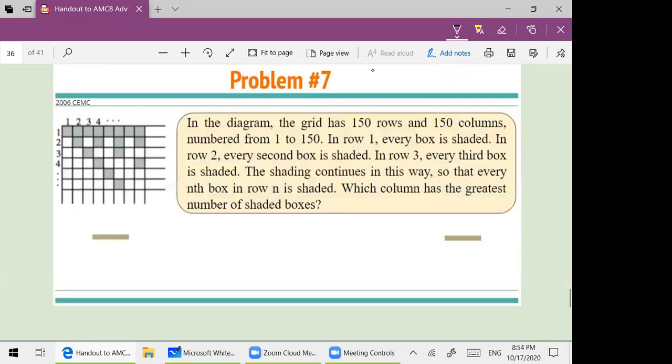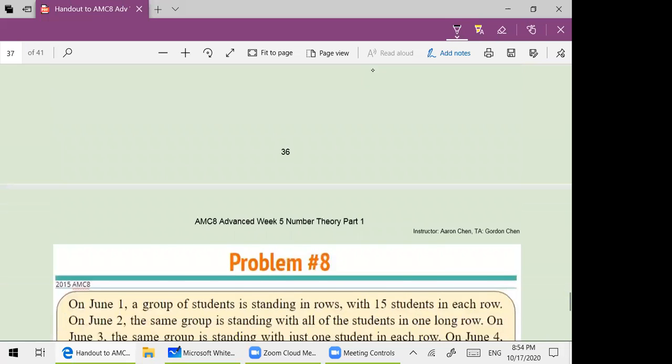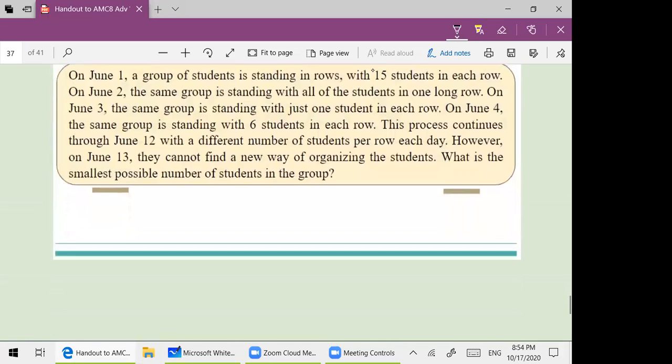I'll skip this problem and save it for the homework later. Okay, this problem.